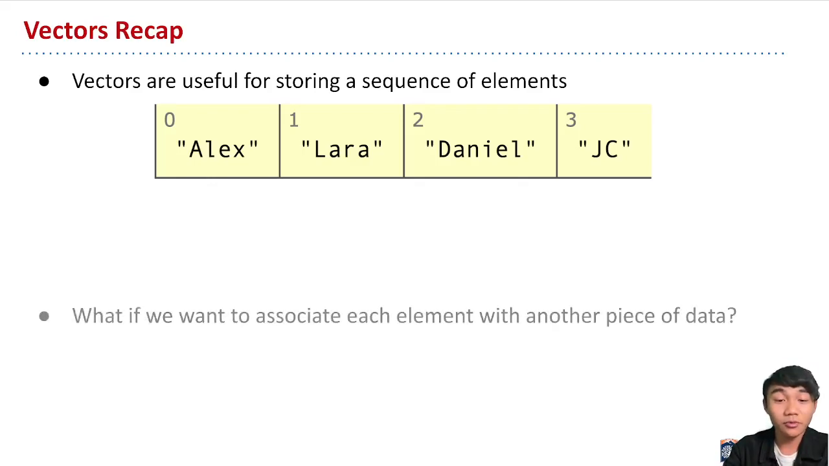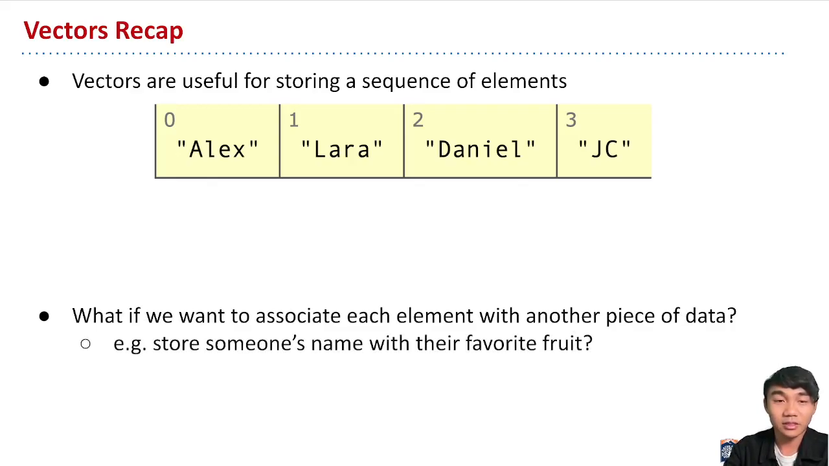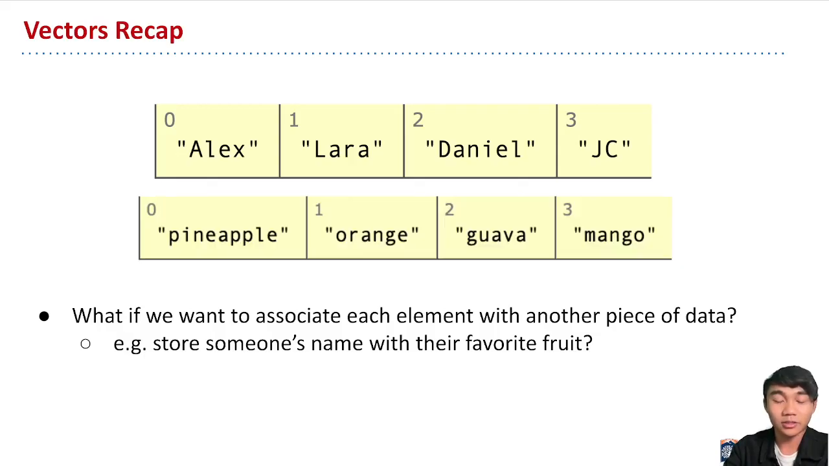But what if we wanted to associate data with each of those elements? For example, say for each of these names in this vector here, we want to also associate them with that person's favorite fruit. So one thing that we could do is create two vectors. We could have one vector that stores everybody's names, and then another vector which stores their favorite fruits. And then we'll have the index be associated with the index in the other vector.